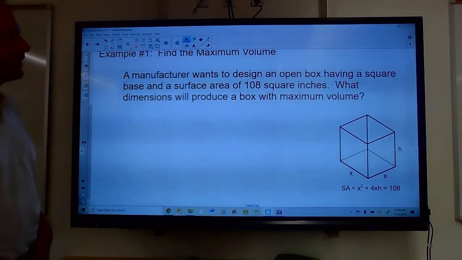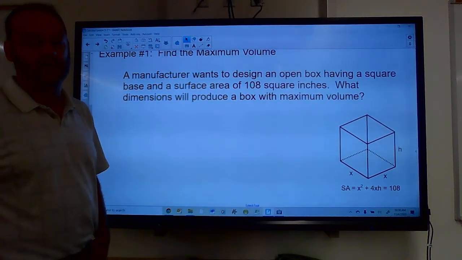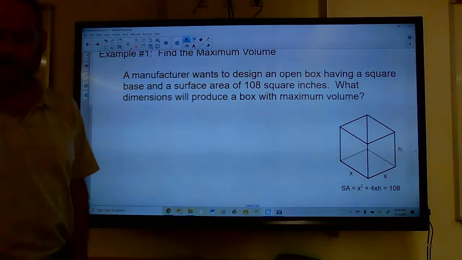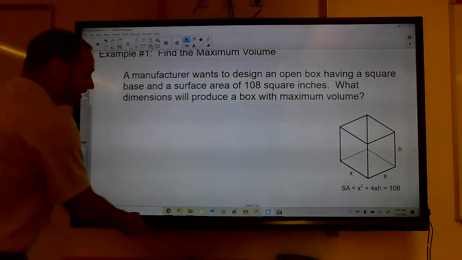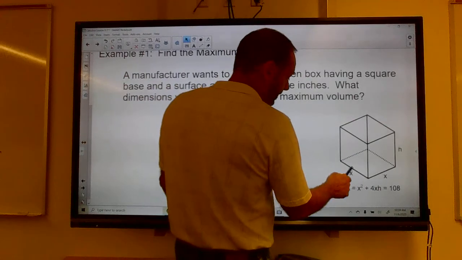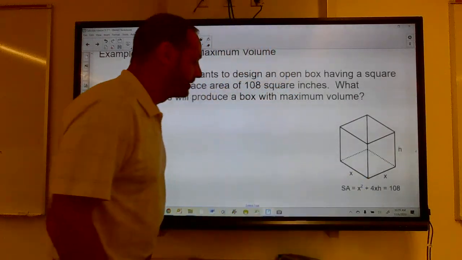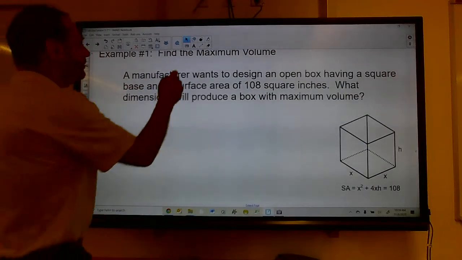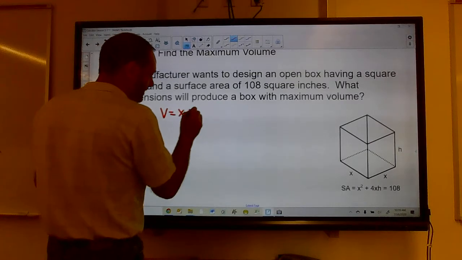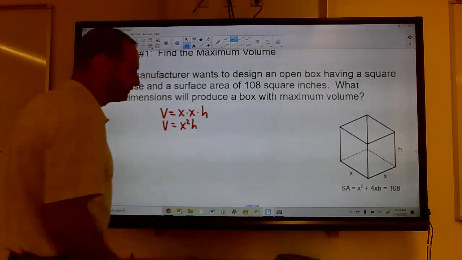A manufacturer wants to design an open box having a square base and a surface area of 108 square inches. What dimensions will produce a box with the maximum volume? Okay, well, first of all, we need to get some formulas here. So we've got a box, it's got a square on the bottom, so it's x by x. We don't know what the height is. Okay, but we can figure out a volume formula for this. The volume formula is going to be x times x times h, which is x squared h.